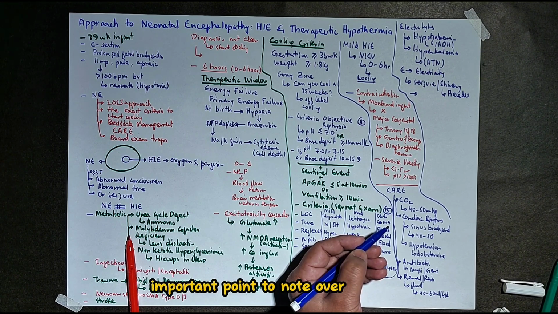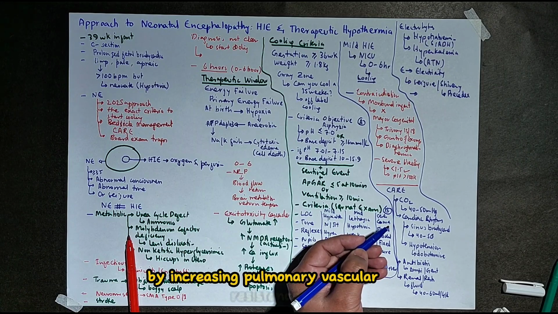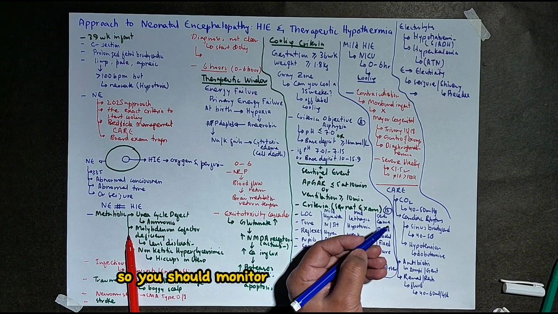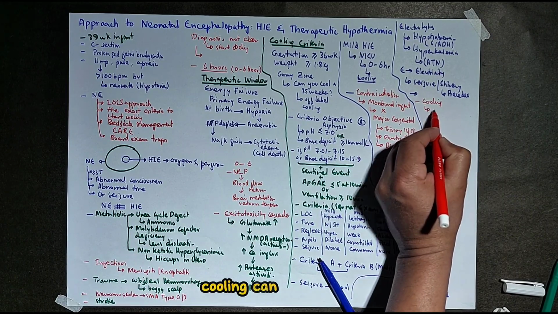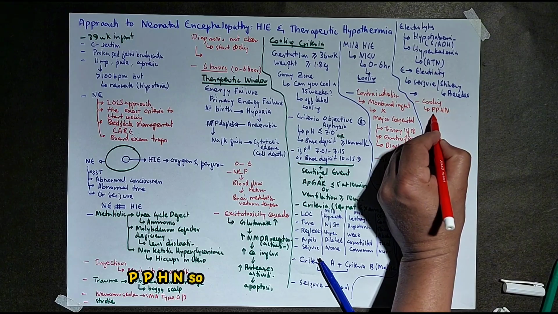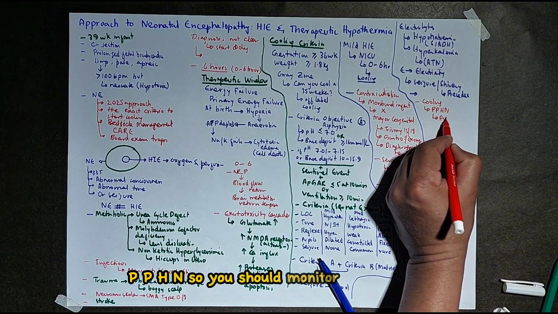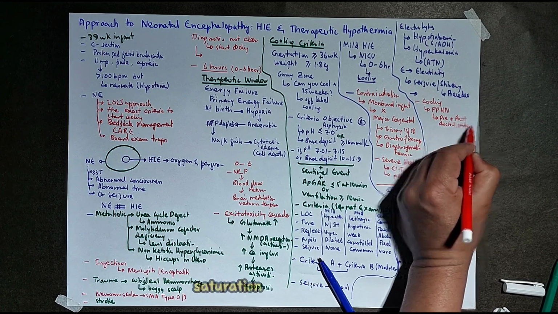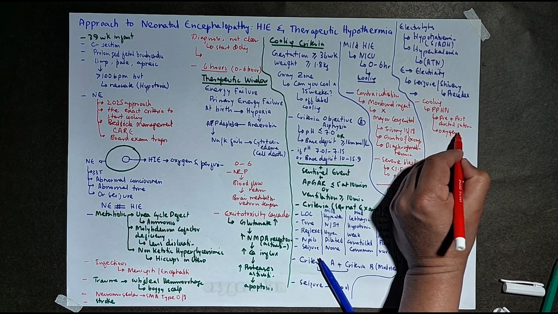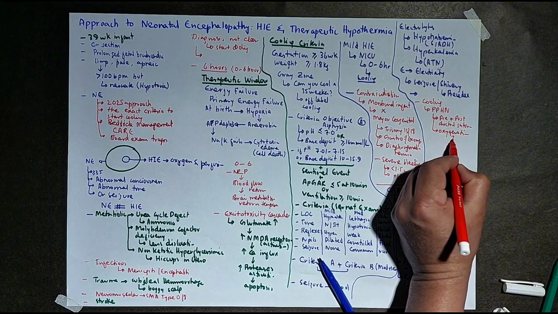Important point to note over here, therapeutic hypothermia can worsen pulmonary hypertension by increasing pulmonary vascular resistance. So you should monitor pre and post ductal saturation and oxygenation index closely during cooling. So remember one thing, cooling can worsen PPHN. So you should monitor pre and post ductal saturation along with oxygenation index.